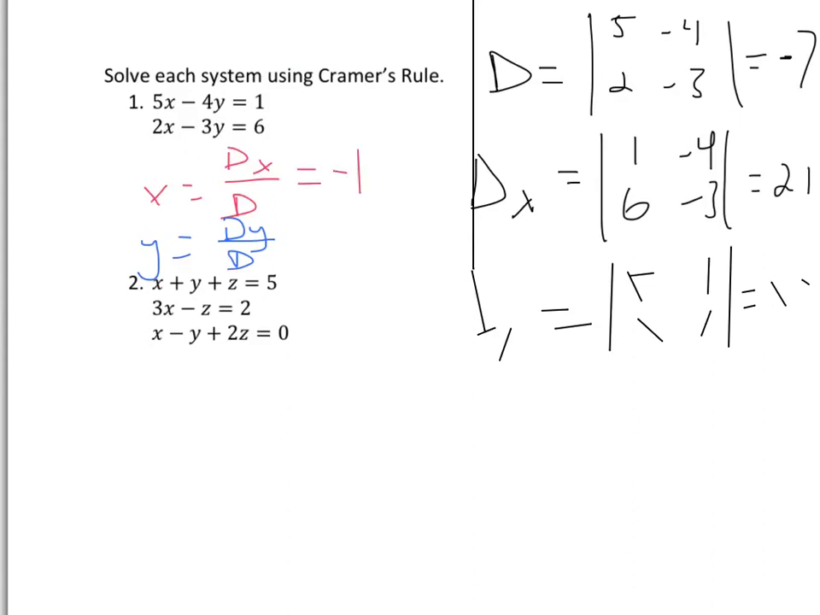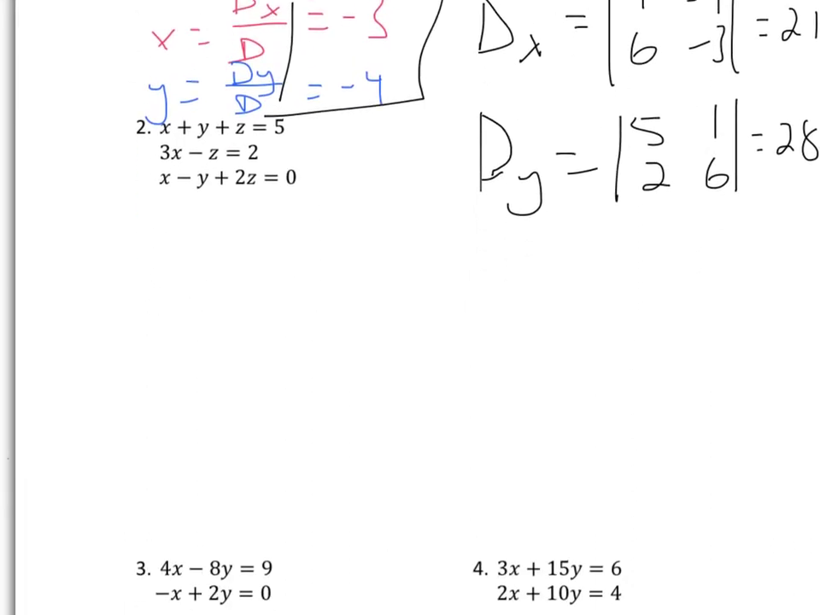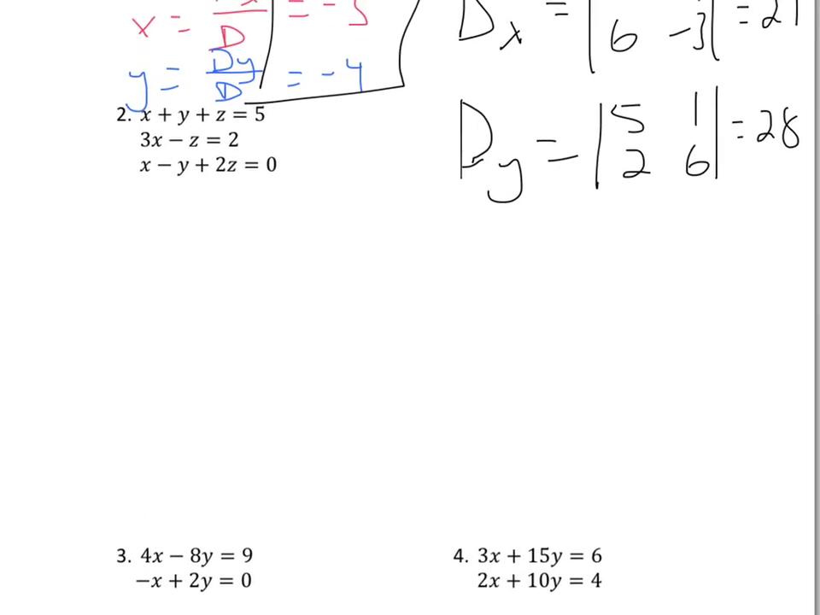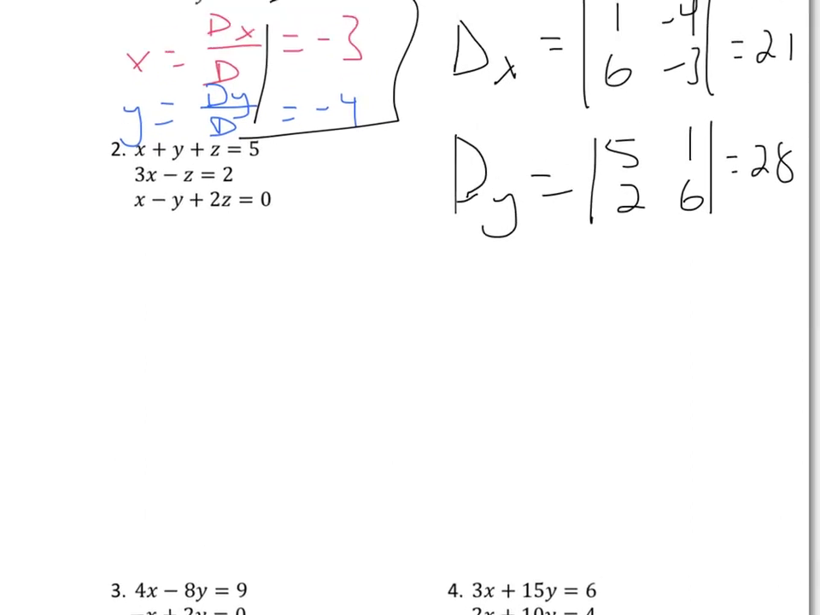And y, we've got 28 divided by -7, -4. And guys, it's that simple. That's the answer. X equals -3, y equals -4. Step up a little bit more difficult: to do a system with 3 unknowns, it's going to be harder determinants. Remember, we're going to have x equals dx over d, y equals dy over d, z equals dz over d.